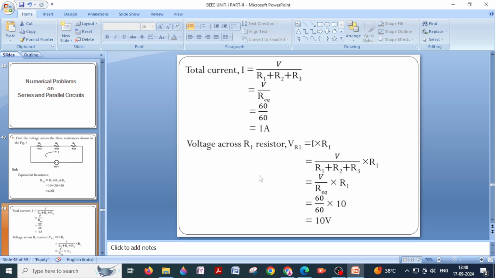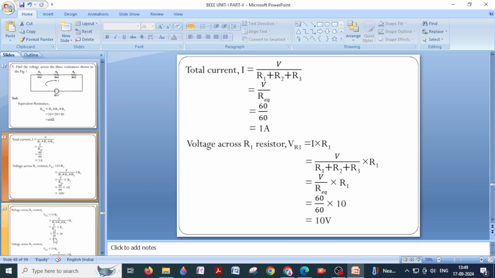You can directly substitute the I value here, but I have written all the formulas so that you can, without calculating the I value, directly solve and determine the voltage across resistance R1. Instead of writing all these equations, simply substitute I value 1, R1 value 10 ohms, and 1 into 10 you will get 10 volts.